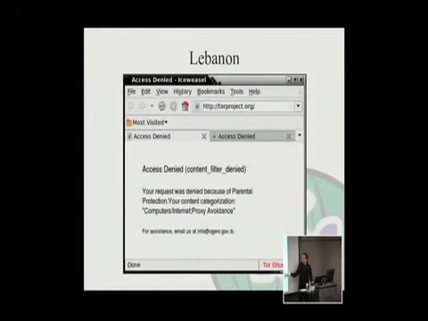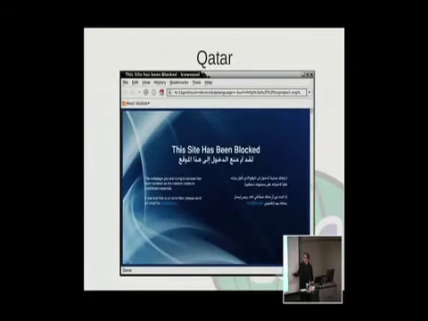Lebanon uses Squid. Which is hilarious. It's an inline Squid proxy. It's a lot cheaper. And the reason that it's hilarious is because it's overloaded. And so it barely works, even when you're not blocked. This is Qatar, and it's, again, the same device as you see in Saudi.